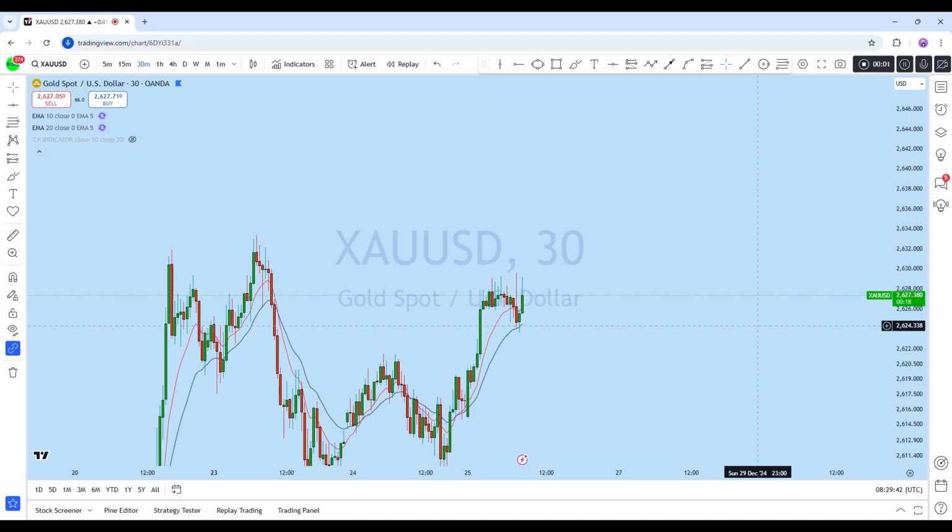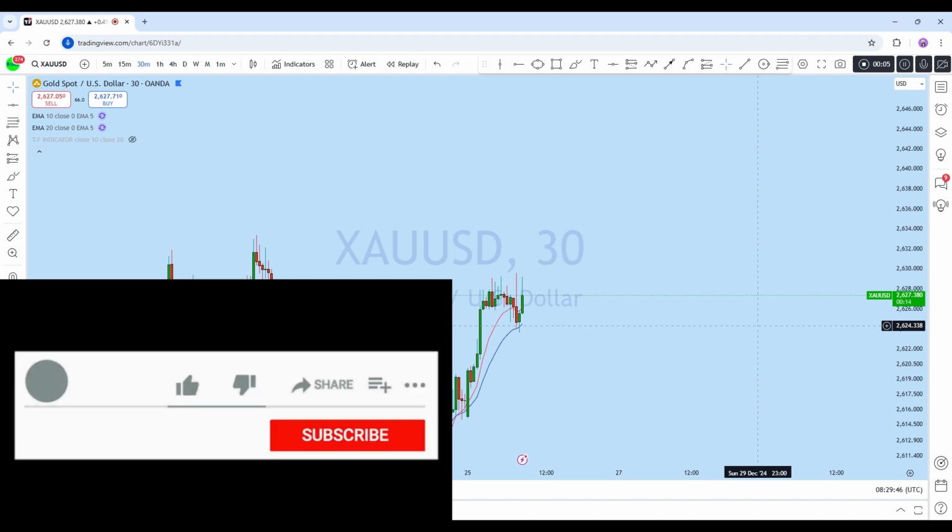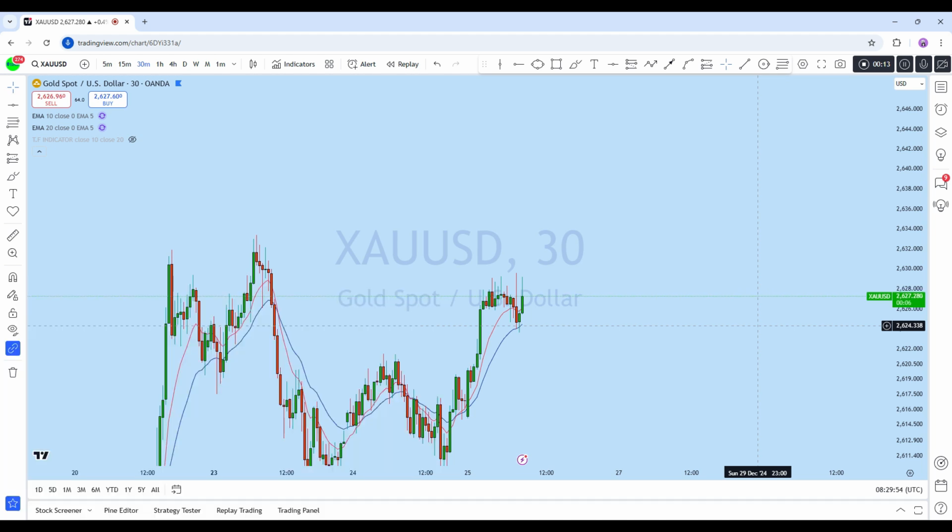Hello trader, I'm going to do a complete multi-time frame analysis on XAUUSD. Let's see what kind of trading opportunity we currently have in this instrument. Looking at the lower time frame, we can see that this instrument is currently showing a significant trading opportunity.